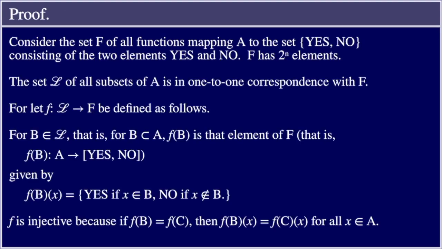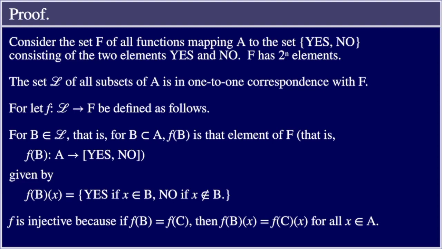Proof: consider the set F of all functions mapping A to the set {yes, no}, consisting of the two elements yes and no. F has 2 to the n elements. The set L of all subsets of A is in 1-to-1 correspondence with F. For let f, a map from L to F, be defined as follows. For B a member of L, that is, for B a subset of A, f(B) is that element of F, that is, f(B) a map from A to {yes, no}, given by f(B)(x) is equal to yes if x is a member of B, no if x is not a member of B.